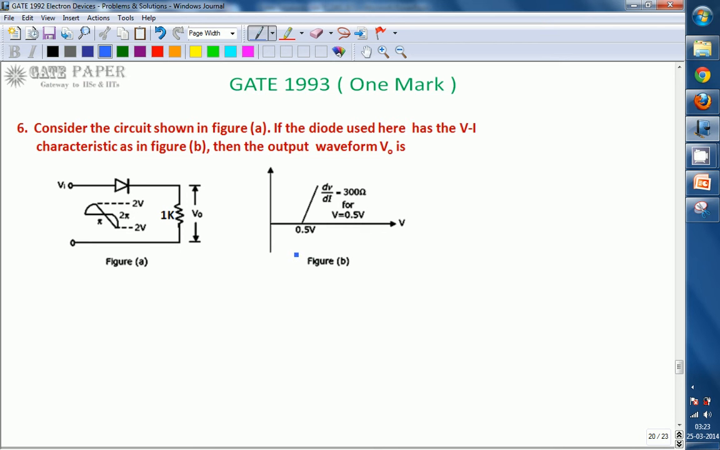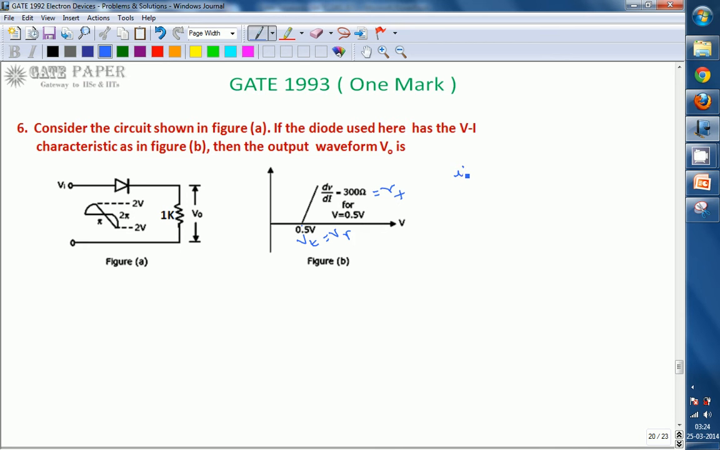from this VI characteristics we can say that it is a piecewise linear characteristic. From this piecewise linear characteristic, the dynamic resistance r is nothing but dV by dI, which is the forward resistance RF, and this 0.5 volts is the threshold voltage, or cut-in voltage, or V gamma as it is indicated. So whenever the diode is under forward bias, we can use the model like this.